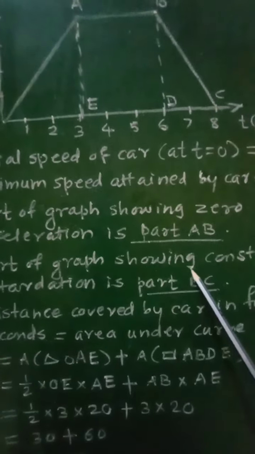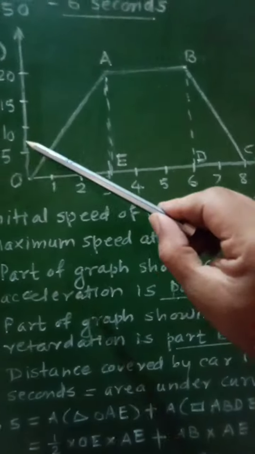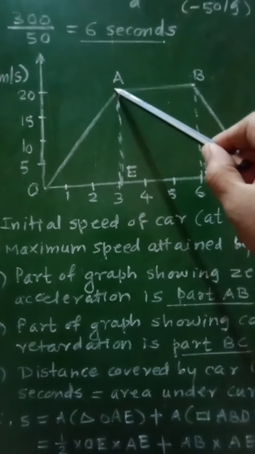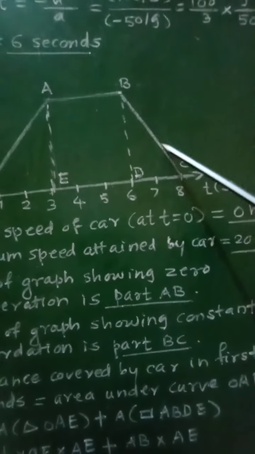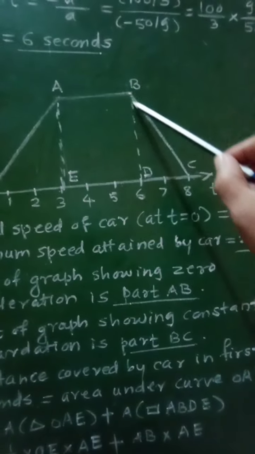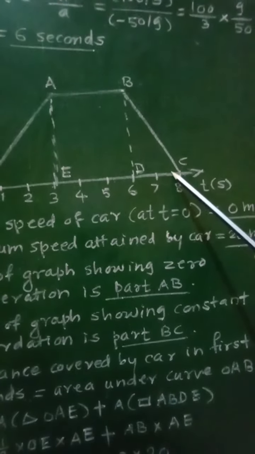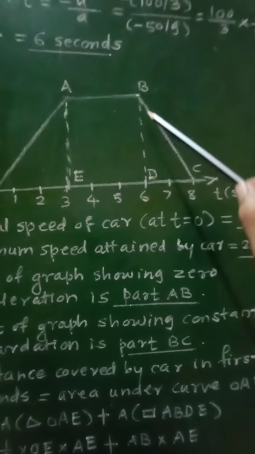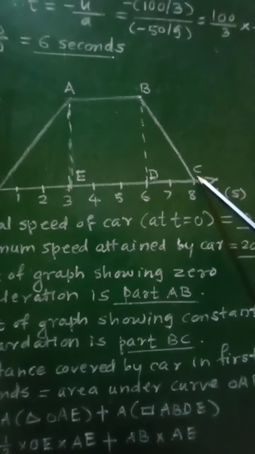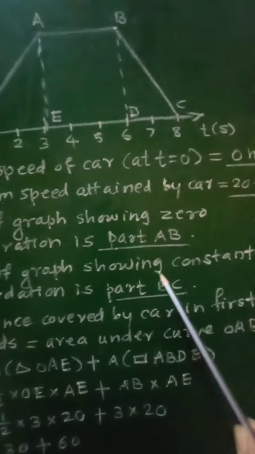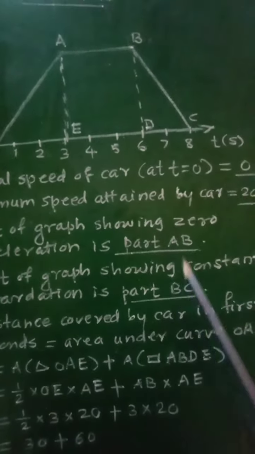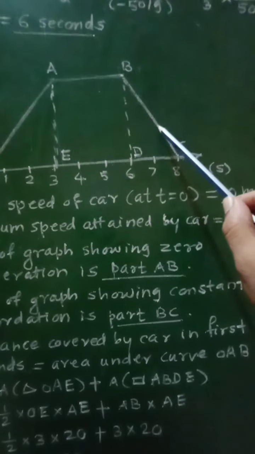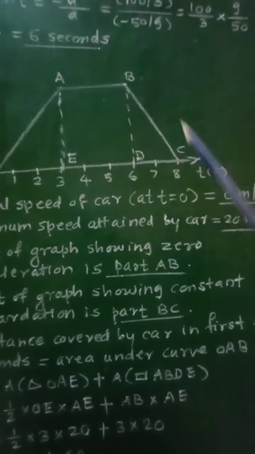Constant negative acceleration, and therefore for this part there will be increase in acceleration, that means this will be positive acceleration, while for this part BC, that graph is decreasing, velocity is decreasing linearly, and therefore for this part BC there will be negative acceleration. Therefore, the part of the graph showing constant retardation will be part BC. So for this BC part, acceleration is negative, that is the retardation.